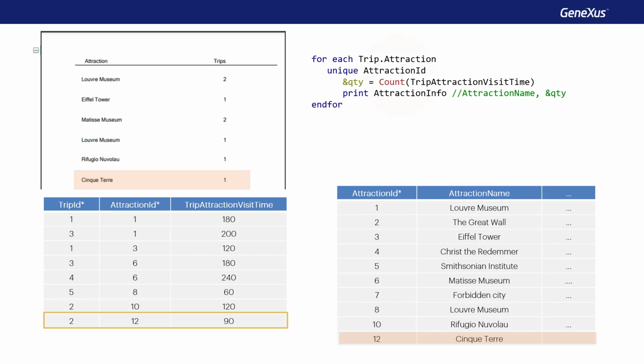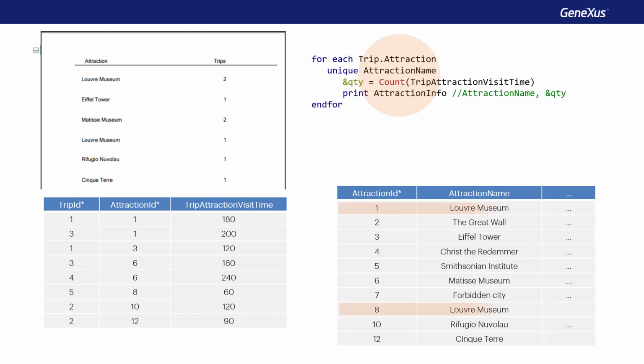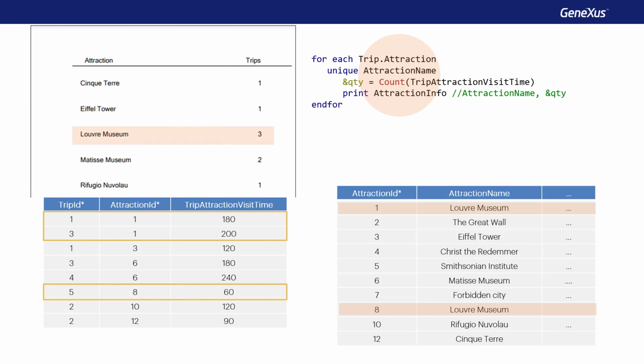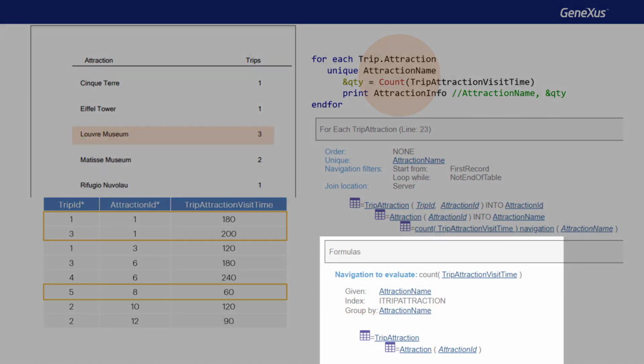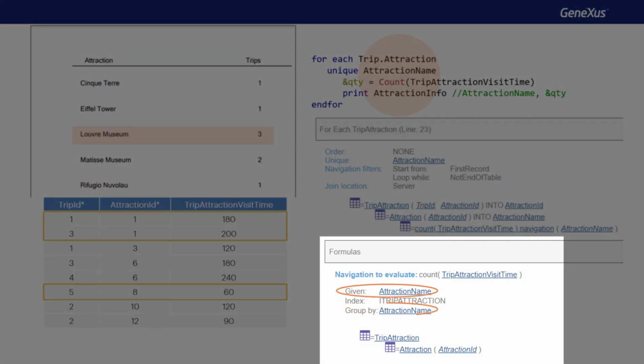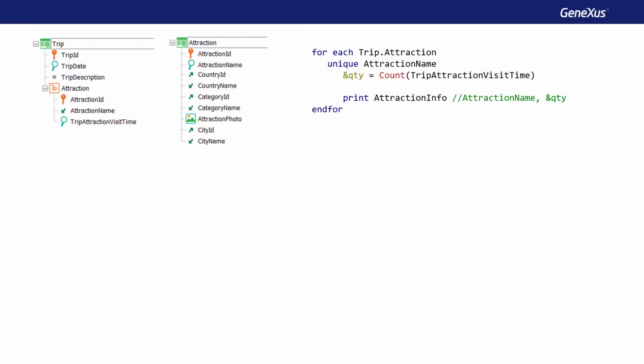On the other hand, if instead of attraction ID, we use attraction name in the unique clause, then the group corresponding to Louvre Museum will count 3 records. In the navigation, we see given and group by. Let's look at this particular case.